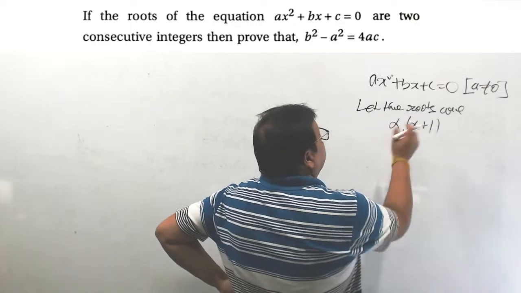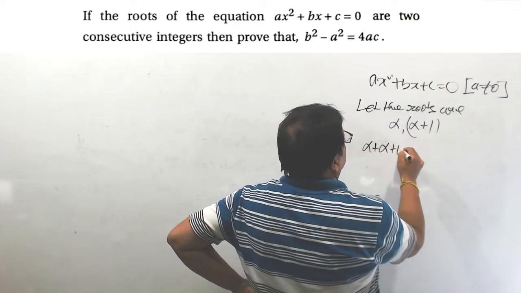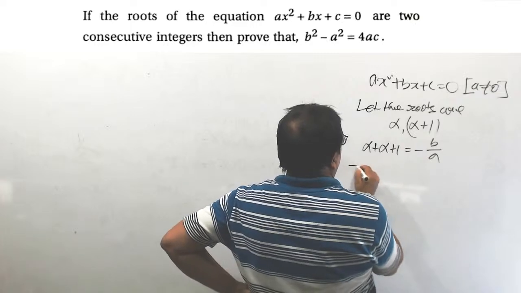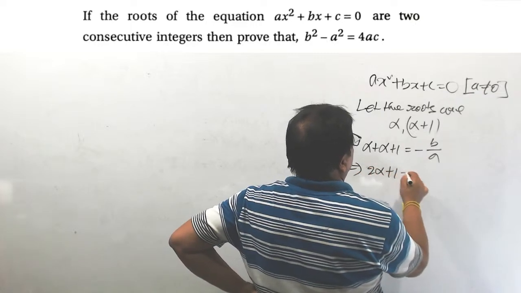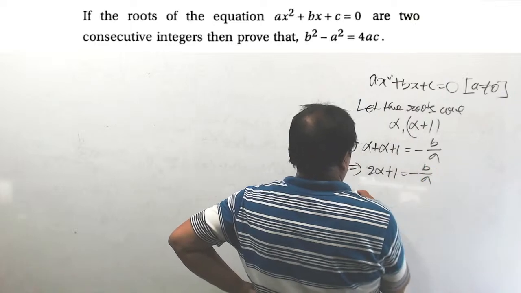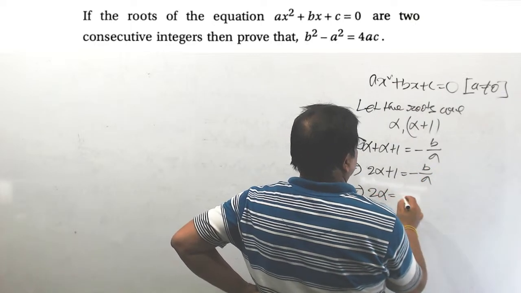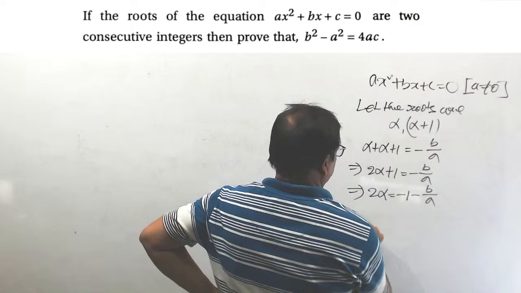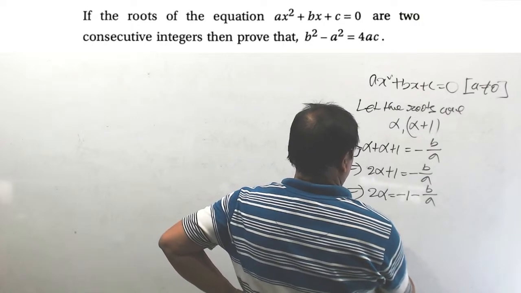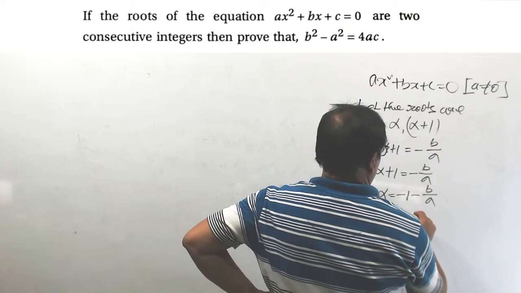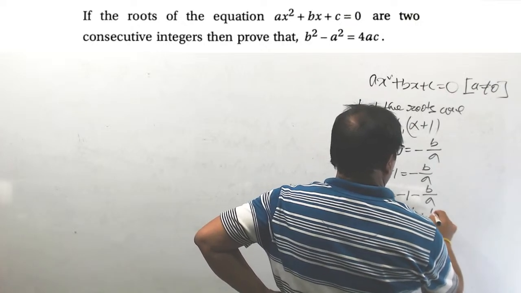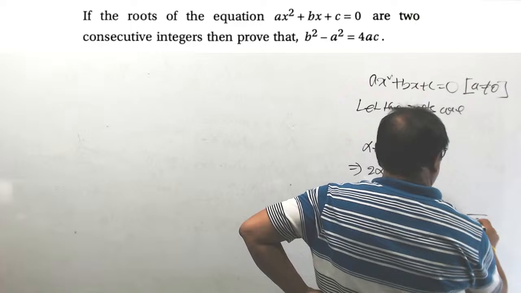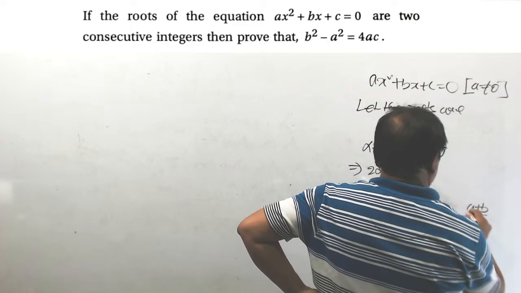So first of all, the sum of the roots, 2 alpha plus 1, is equal to minus b by a. This implies 2 alpha is equal to minus 1 minus b by a. This implies 2 alpha is equal to, taking common, minus (1 plus b by a). This equals minus of LCM, (a plus b) by a. Understood?